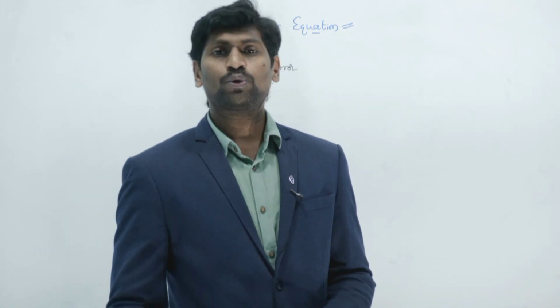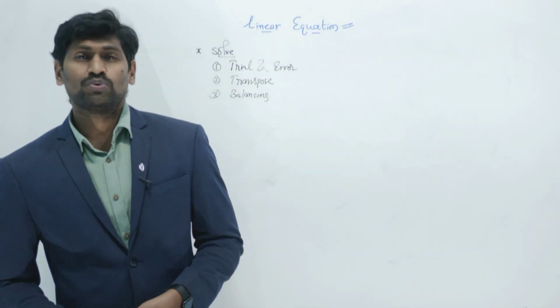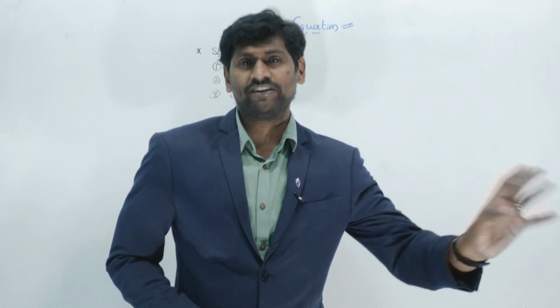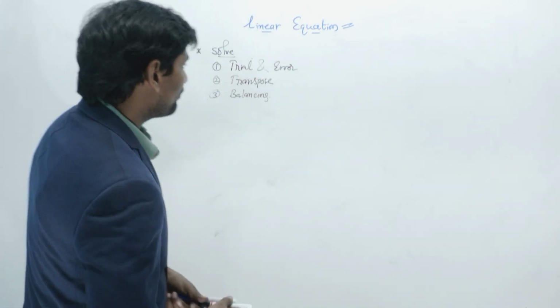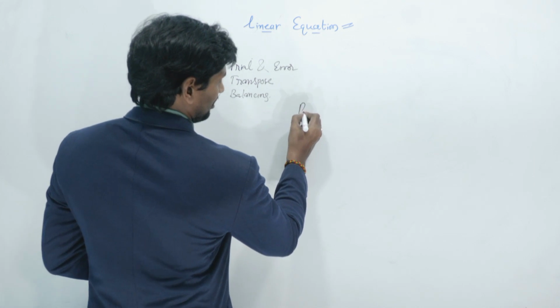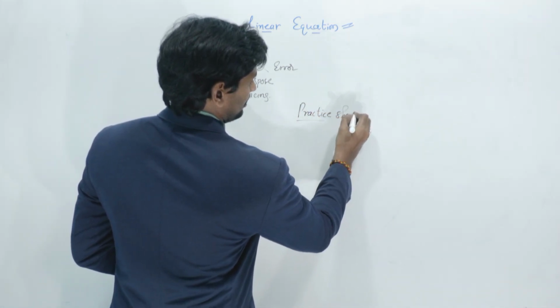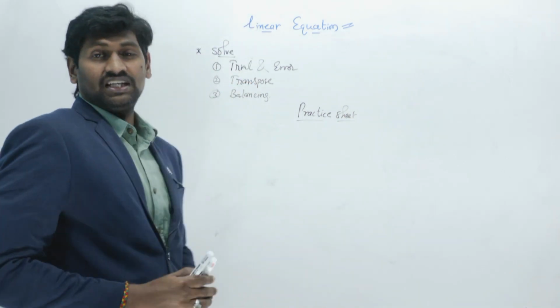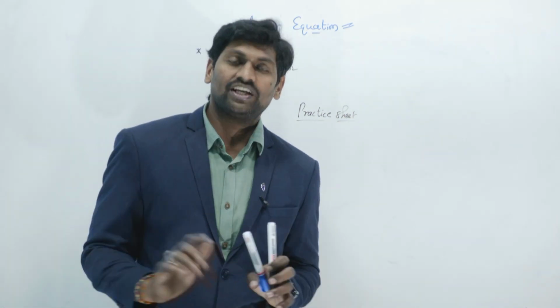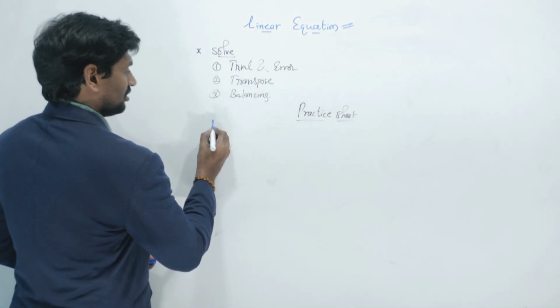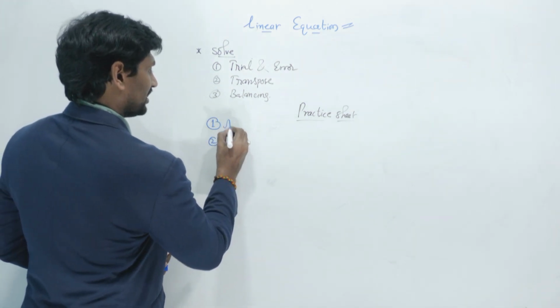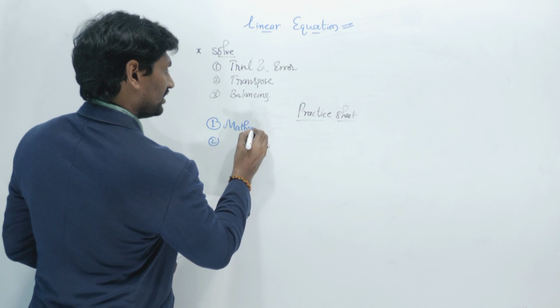Now the second question: the number of variables in a simple equation. Simple equation means what? A linear equation in one variable. So how many variables will be there? Only one variable. Simple equation, another name is linear equation with one variable. So the first one is mathematical statement.